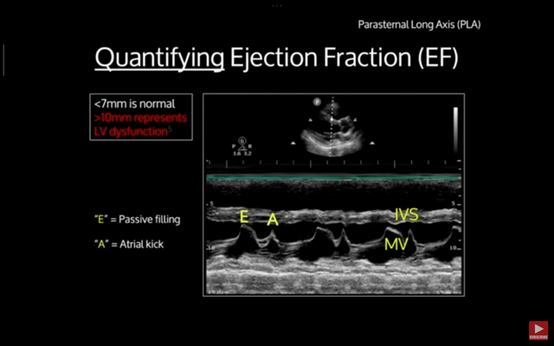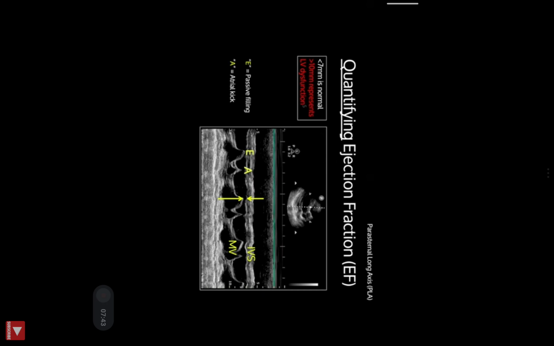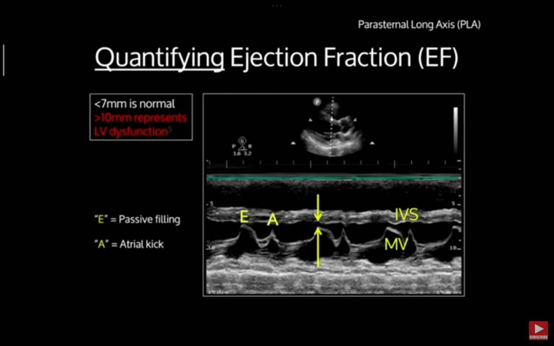The E represents the passive filling of the ventricles, and A represents the atrial contraction. The distance between the IVS and the squiggly lines shows just how close the anterior mitral valve leaflet gets to the interventricular septum. A distance of less than 7 millimeters is considered normal, and greater than 10 is considered LV dysfunction or reduced EF. 7 to 10 is sort of a gray area and needs to be taken into context.